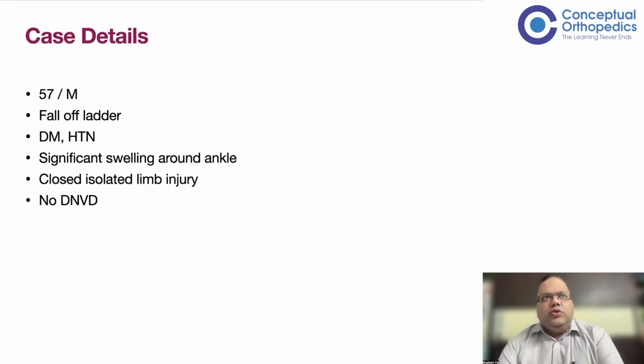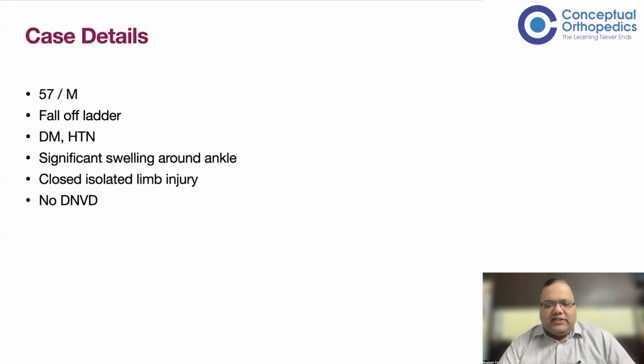So I'll just show you a case and we'll interpret how things are, and that will make understanding things much better. Okay. This is a 57-year-old gentleman who had a fall off a ladder, diabetic and hypertensive. He had significant swelling around the knee and it's a closed injury. Okay. So typical history of what will happen in any other ankle fracture.